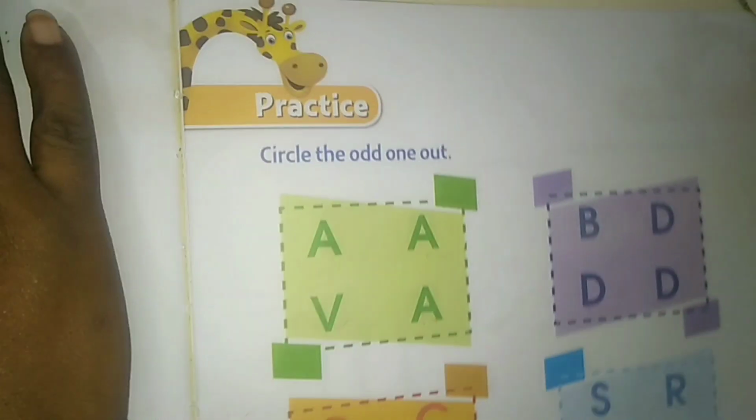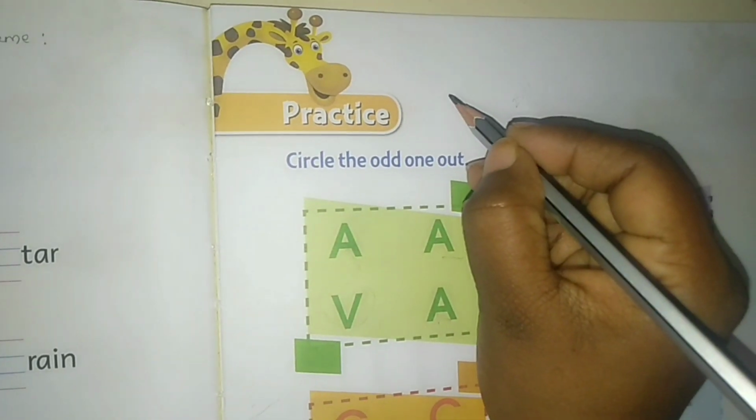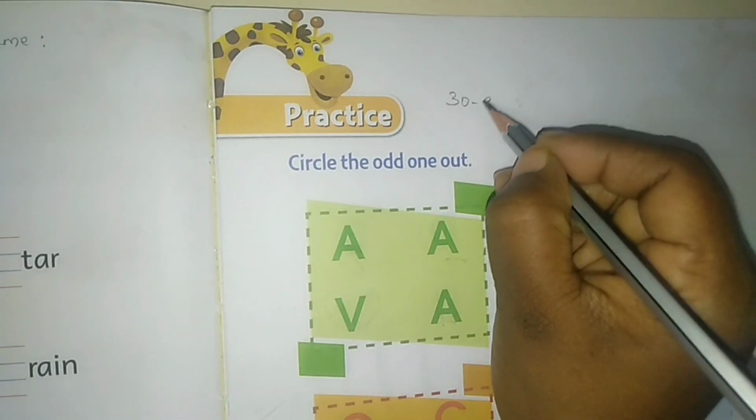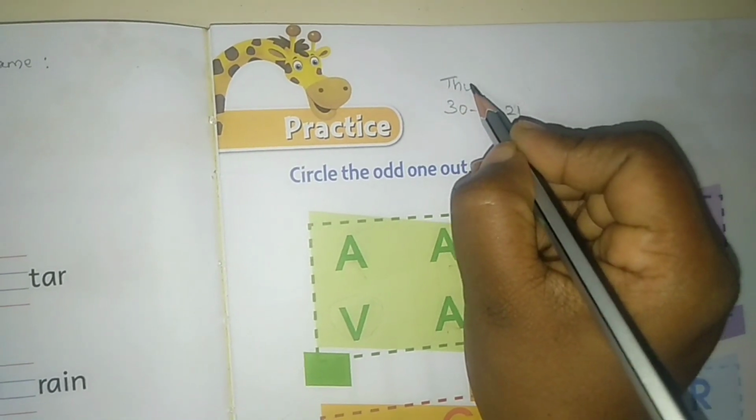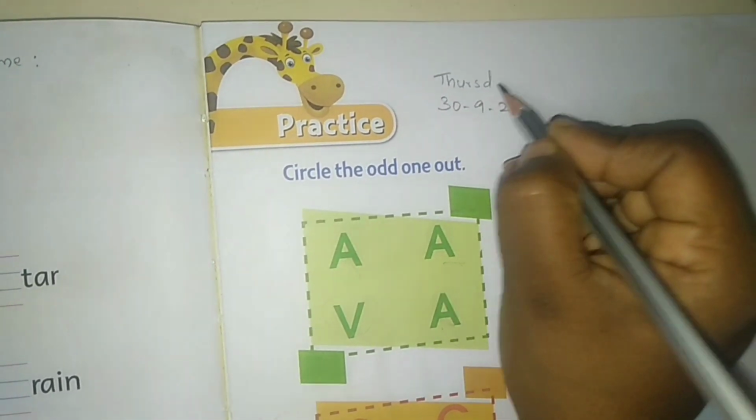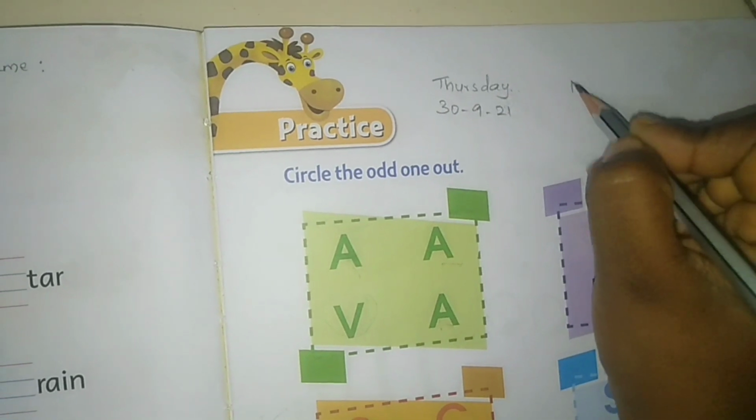Now we'll go to page number 93. Write the date, day, name.